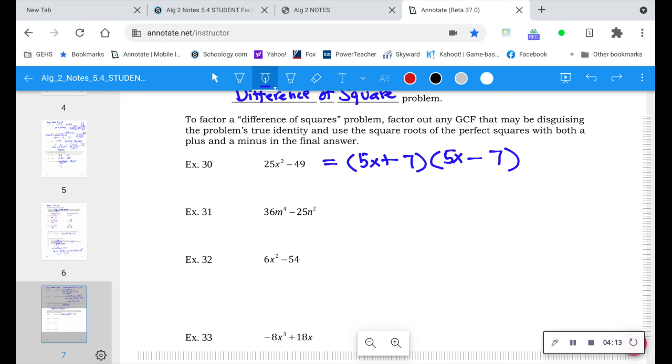The variables are actually different here. And I don't think there's a number that goes into 36 and 25. So we're just going to go ahead and set this up. These are perfect squares, and there's a minus sign between them. This binomial here is a difference of squares problem. We're going to go 6m squared times 6m squared, and the back half is going to be 5n times 5n.